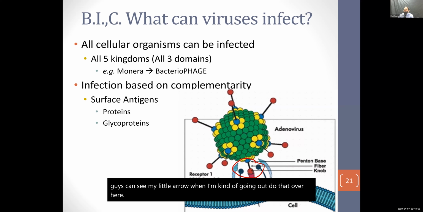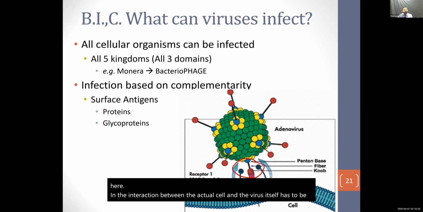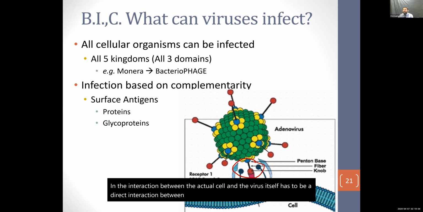And the interaction between the actual cell and the virus itself has to be a direct interaction between those proteins. If those again match, then the process of internalization occurs. Then the virus, or the virion, can actually get in. So these are your typical proteins that are doing so, okay? Now remember, virtually every single domain that we know, so all 3 domains, can be infected by viruses.